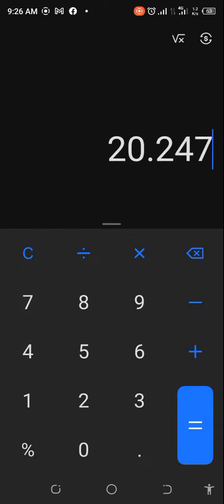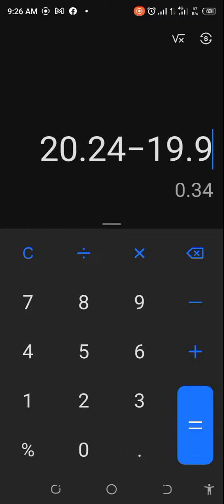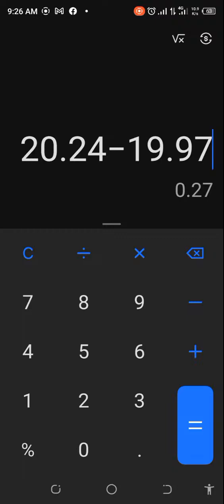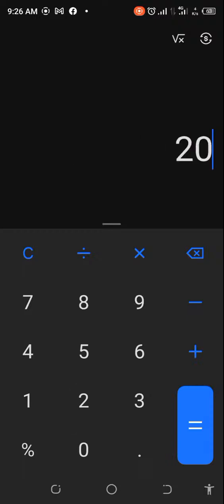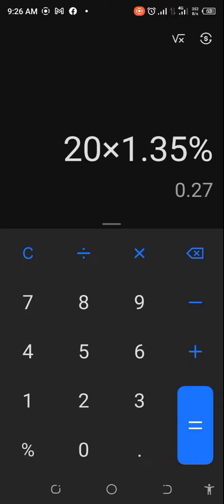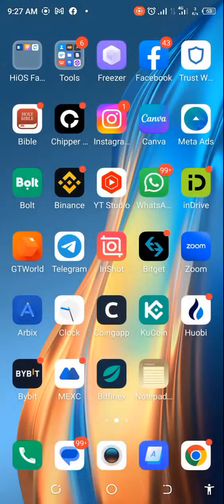We have 20.24247. Let me just remove the 7 there, even though it's almost 25. So let's just say 20.27 minus 19.97. So we've got like 27 cents. 27 cents on top of our 20 cents, if we take a good look at that, should be like 1.35%. So that means we actually had a profit potential of 1.35%, which is not bad, right? 27 cents over our 20 USDT, which is fine.